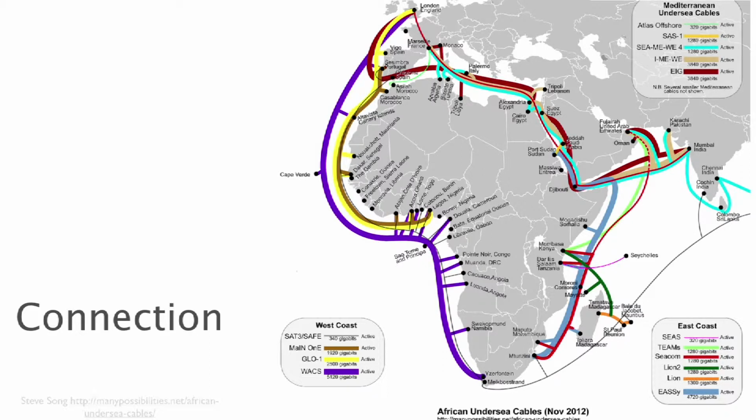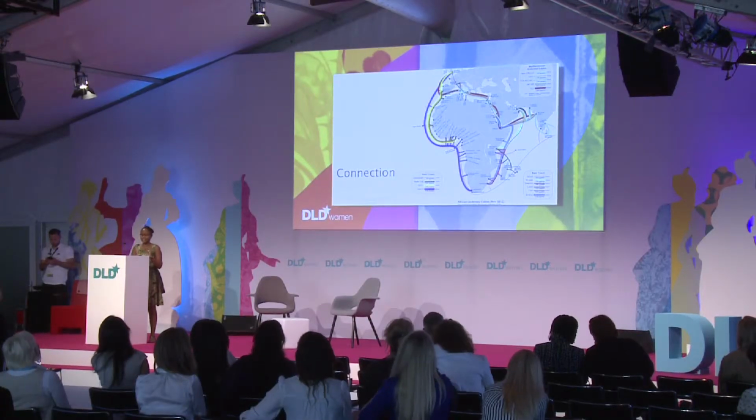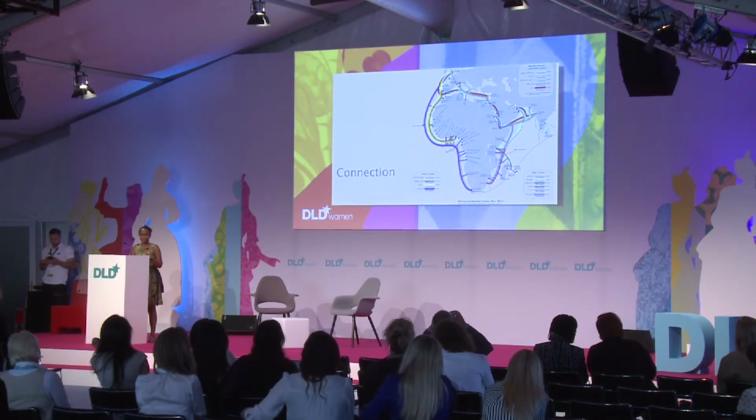This is a map of the fiber optic cables showing how Africa is being connected. Keep this image in your mind because I'll show you another image that illustrates a challenge that we're trying to deal with.